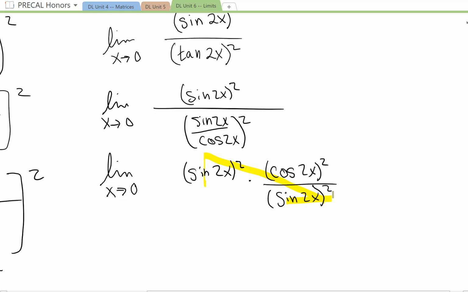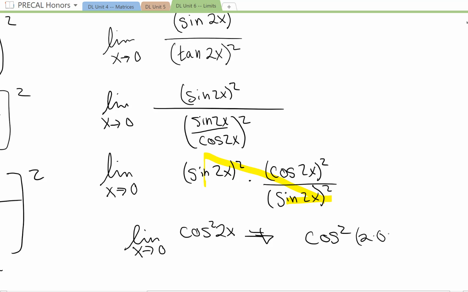Sine squared 2x over sine squared 2x is 1. Now you are able to direct substitute 0 into the cosine squared 2x. So cosine squared of 2 times 0. What is cosine of the angle 0? That's equal to 1, and that has to be squared. That would be 1.